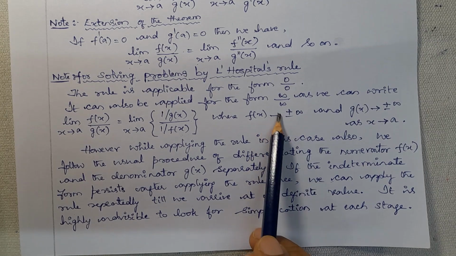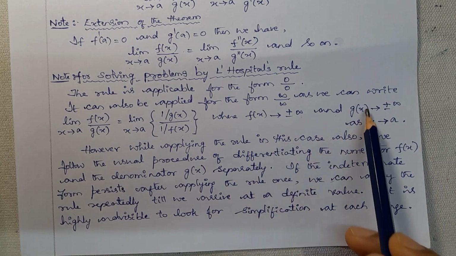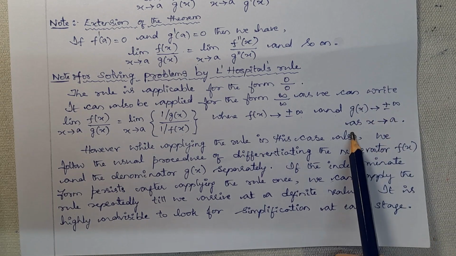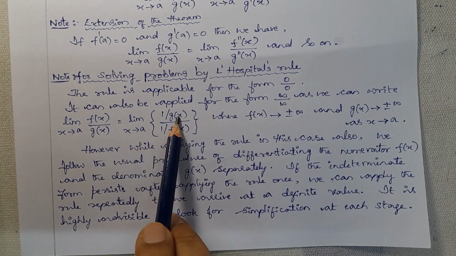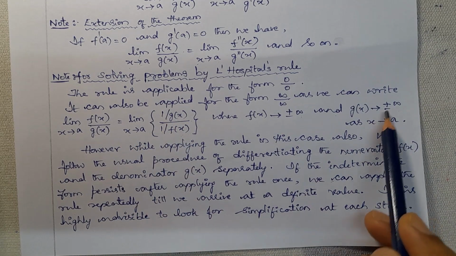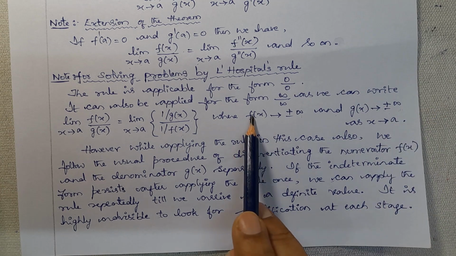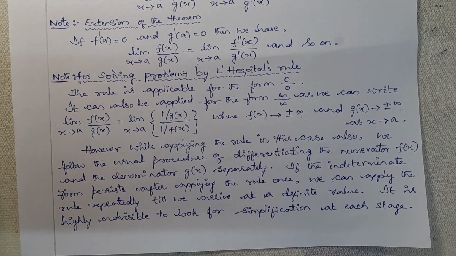Where f of x tends to plus or minus infinity and g of x tends to plus or minus infinity as x tends to a. So g of x tends to plus or minus infinity and f of x tends to plus or minus infinity. However, while applying the rule in this case also, we follow the usual procedure of differentiating the numerator f of x and the denominator g of x separately. If the indeterminate form persists after applying the rule once, we can apply the rule repeatedly till we arrive at a definite value. It is highly advisable to look for simplification at each stage.